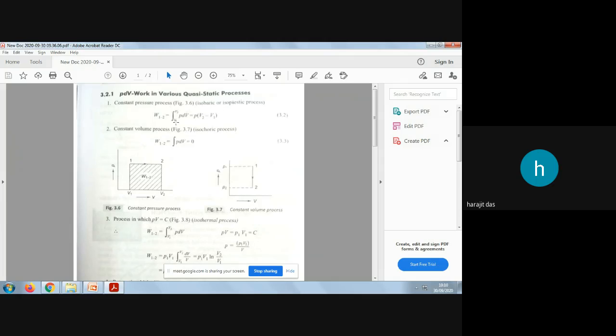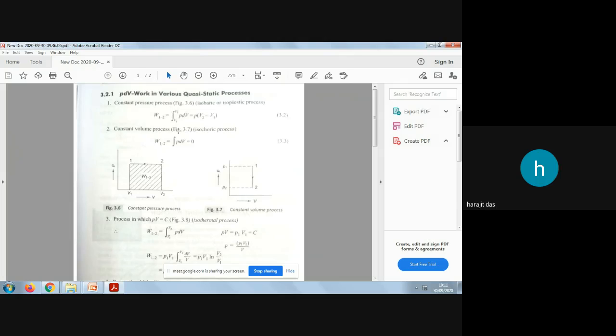So for this process, how will you find the work done? PdV, from volume V1 to V2, because volume is changing. Pressure is constant, so P comes out. For dV, the integration of dV is V, upper limit minus lower limit, so V2 minus V1. So P(V2 minus V1) will be the work done. If you are asked to find the work done for a constant pressure process, you will have to use this formula, and this is the drawing.